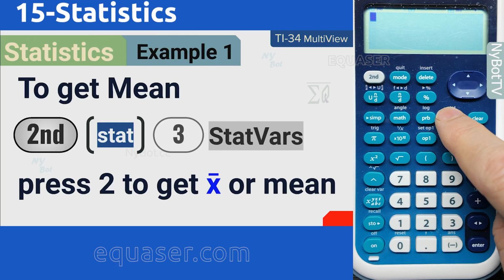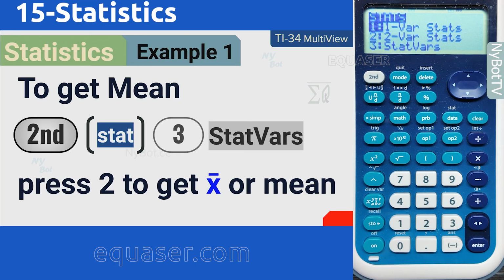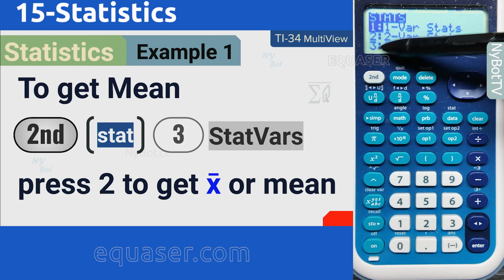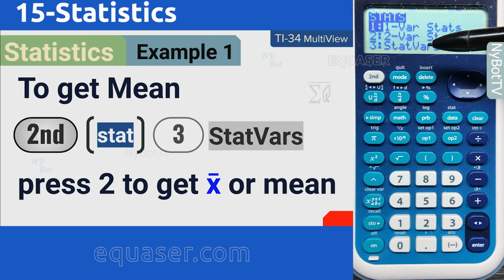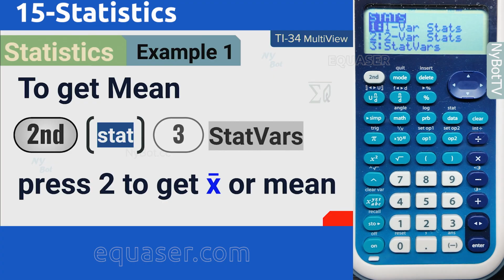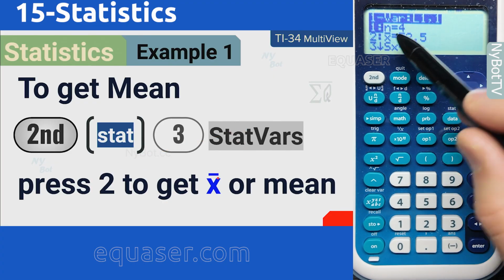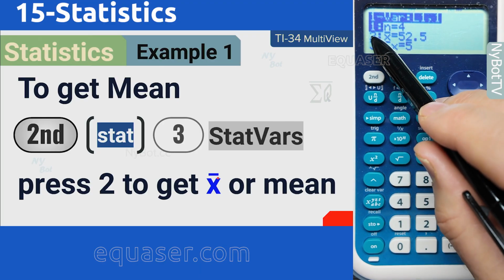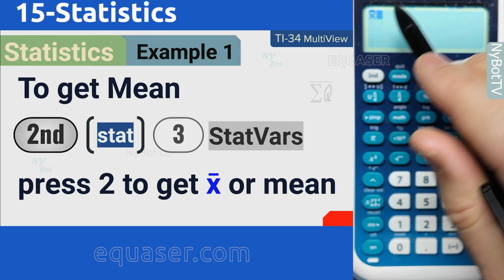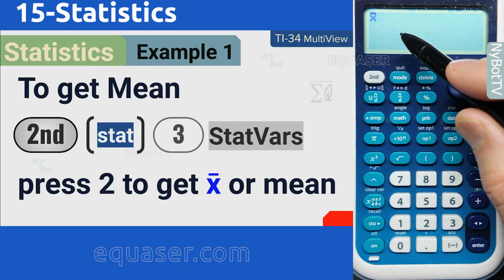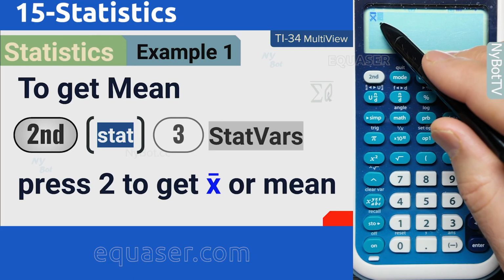Press second function, stat. This is now different. As you can see, we now see a different menu, 3 stat variables. This is because we did the calculation. So 3, we see the values and we want x bar or mean, which is 52.5. If I press 2, it's here. Now you can use it within your calculation for anything else that you want.